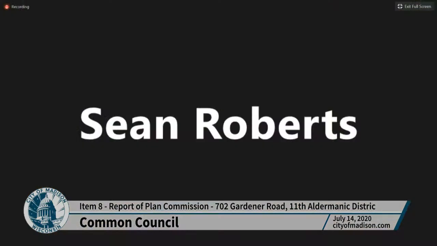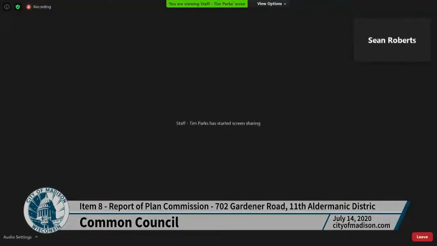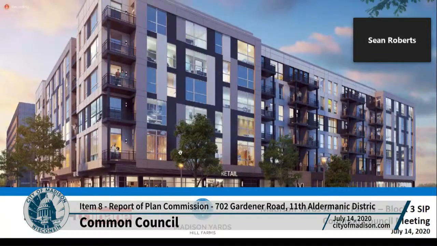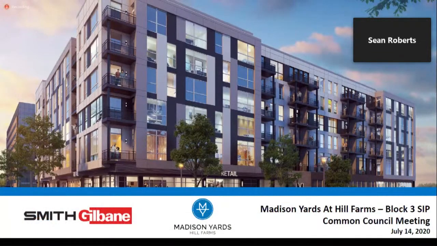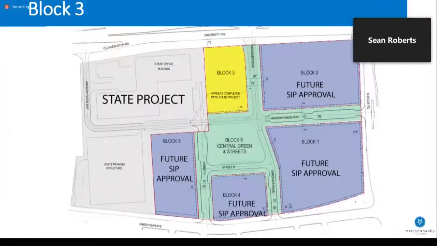Thank you, Madam Mayor and Council. Tim, if you could pull up the slides for this one. So I know I already kind of covered the scope of the first actual building that we're presenting tonight. That would be block three, which is before you. Next slide, please. So that area is the area in yellow adjacent to the state parcel. Next slide, please.